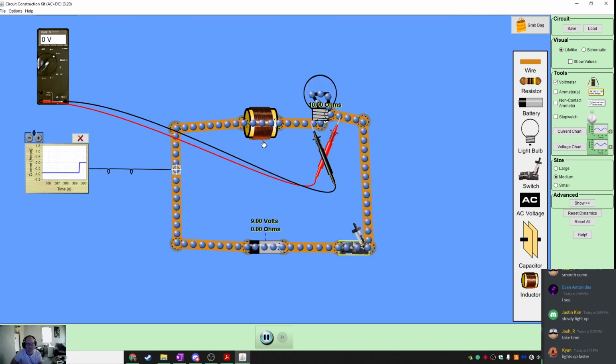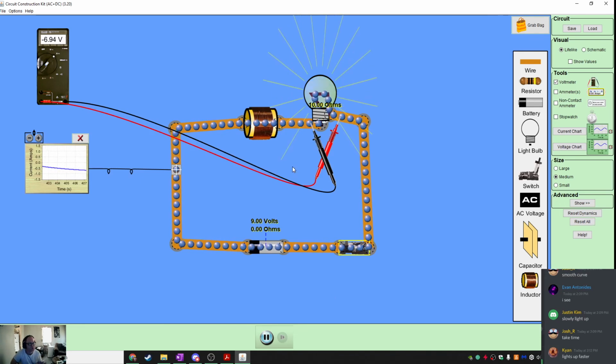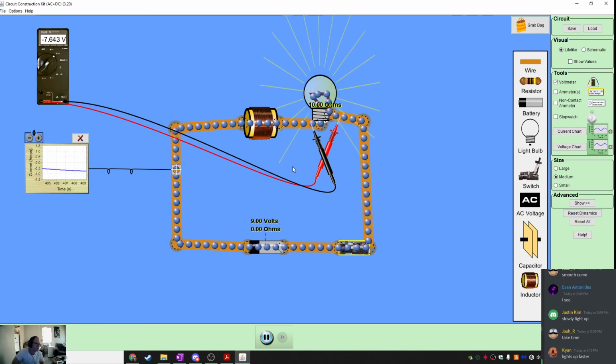So just to compare the two, if I change the inductance to 50 again, right about there, and we close this, it's very slow. It's almost like the circuit is now slow to speed up. It's slow to reach its maximum speed.